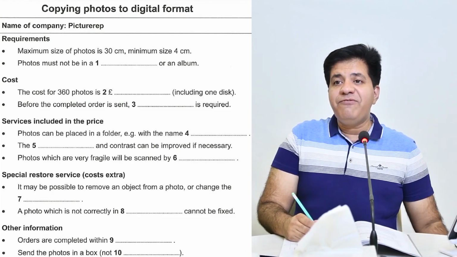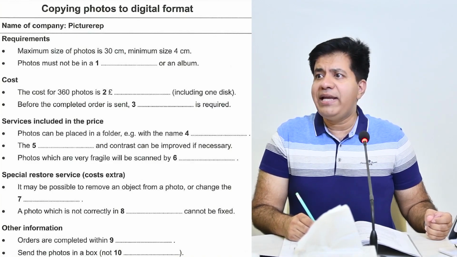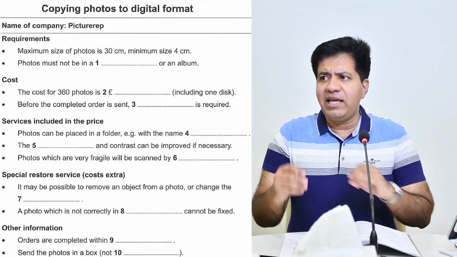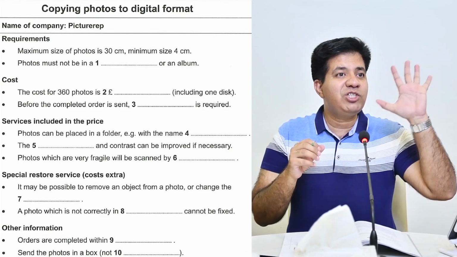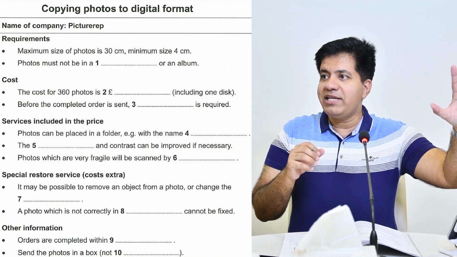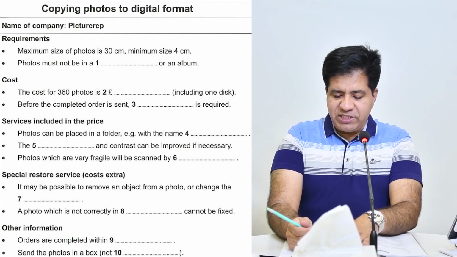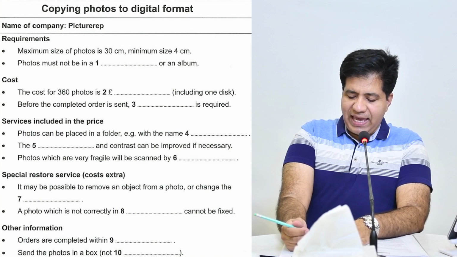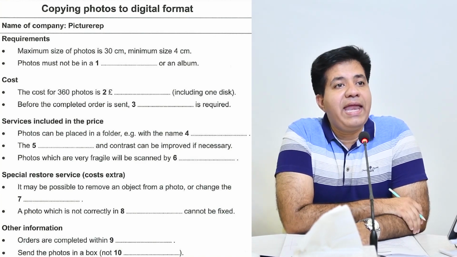Photos which are very fragile. Fragile means delicate, nazuk, damaged. Whenever you send anything through cargo, they have a sticker on it, fragile. Fragile means handle with care. Okay, guys. Now, photos which are very fragile will be scanned by dash. Now, method of scanning. How will they scan them?